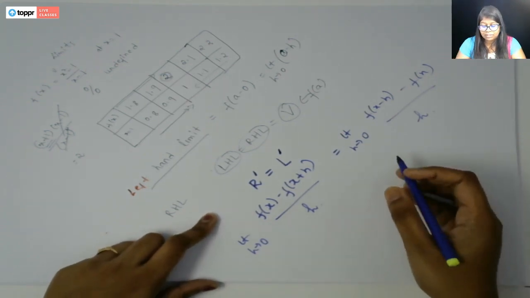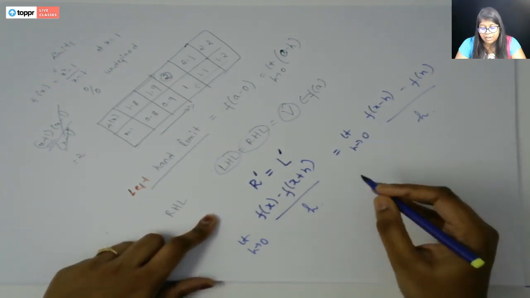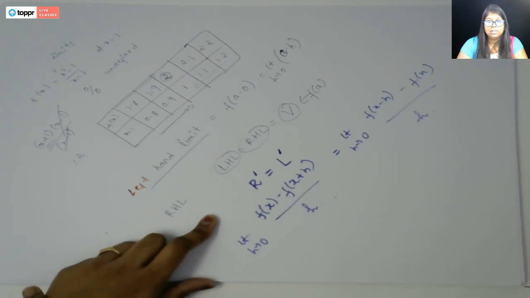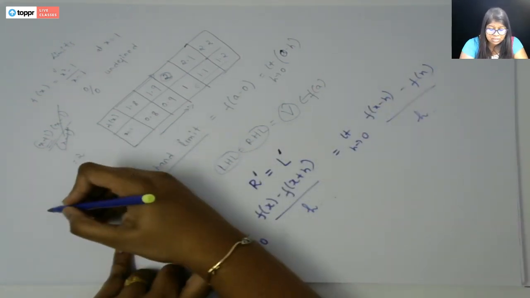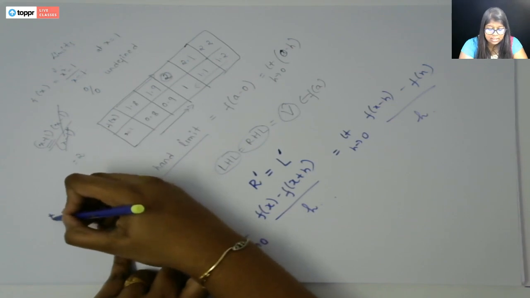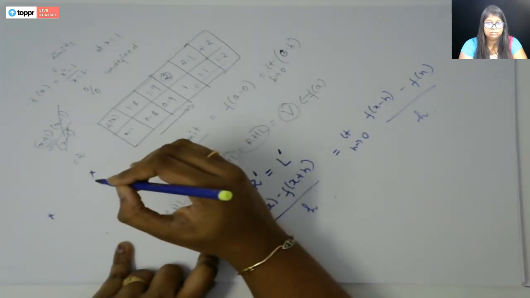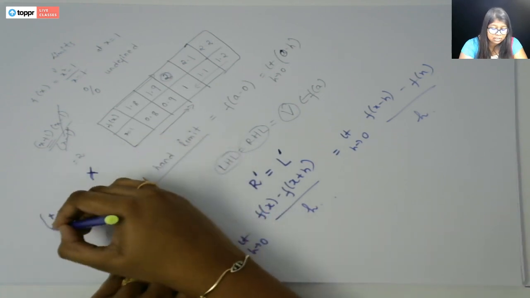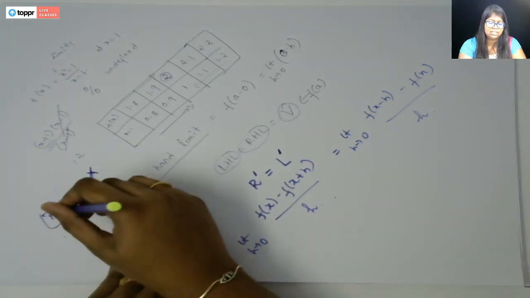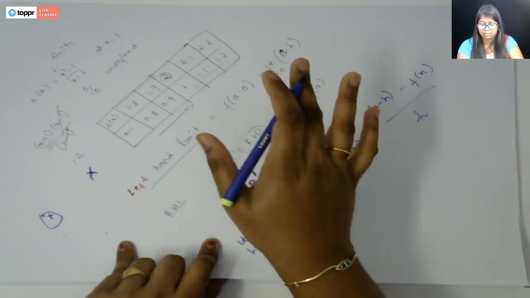So the function is differentiable only when it is continuous, but the vice versa need not be true. That is, if the function is not continuous, then it is not differentiable. But if the function is differentiable, it means the function should be continuous. It need not hold the other way. Okay, so let's take a small example.